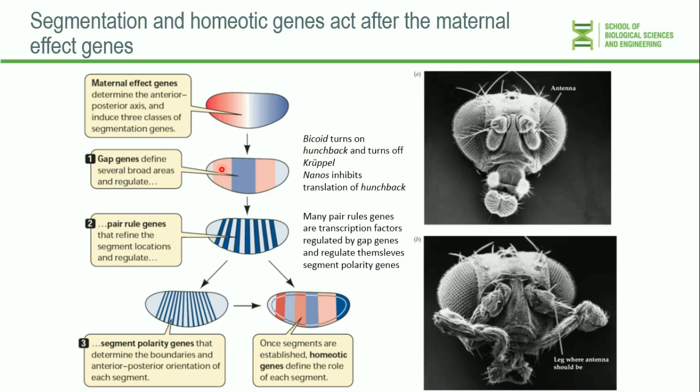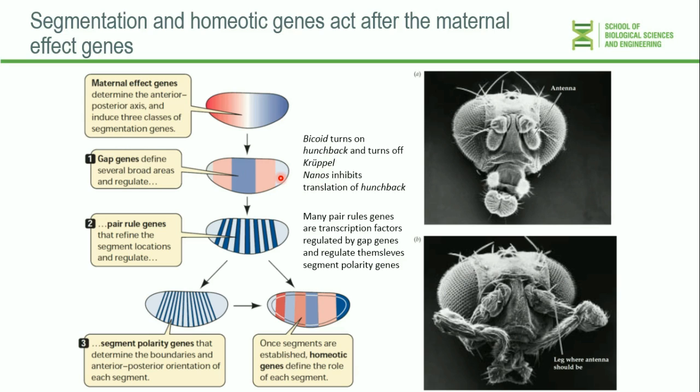Now, obviously, it will really turn hunchback on here and Krüppel off where the concentration is very high. But then as the concentration becomes lower, the effect on these 2 genes, hunchback and Krüppel, which are gap genes, is going to be much different. Nanos, on the other hand, which is at a high concentration back here, is going to inhibit the translation of hunchback.